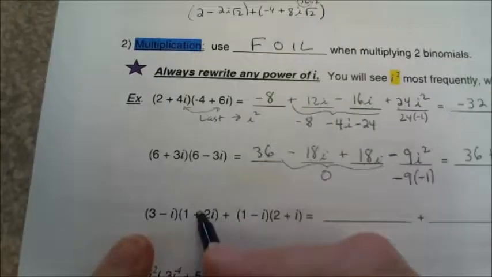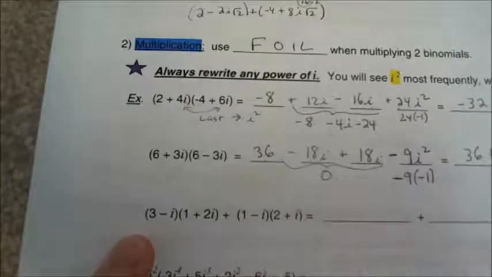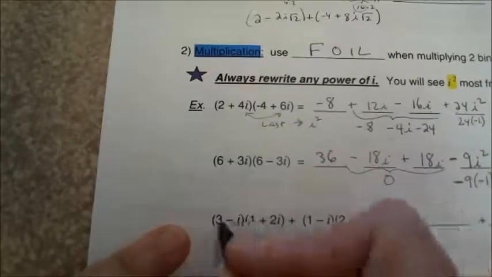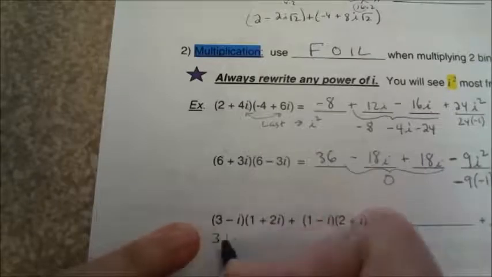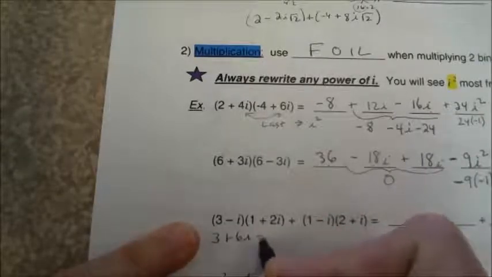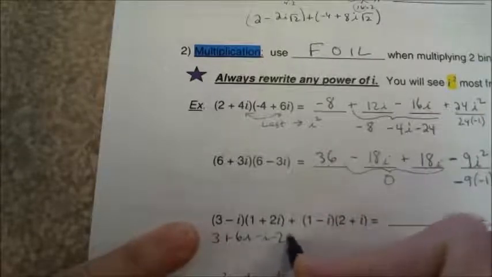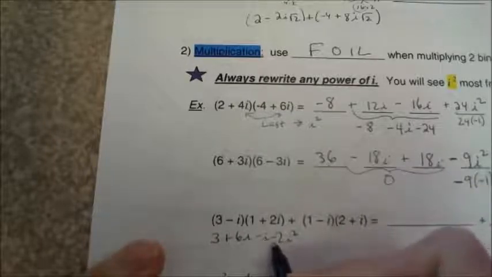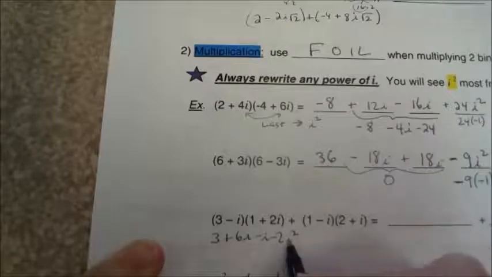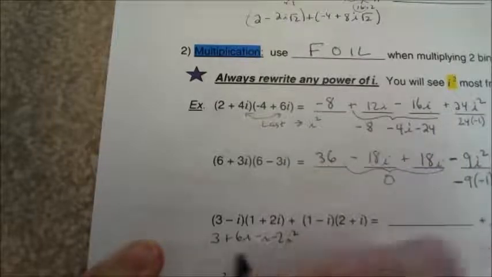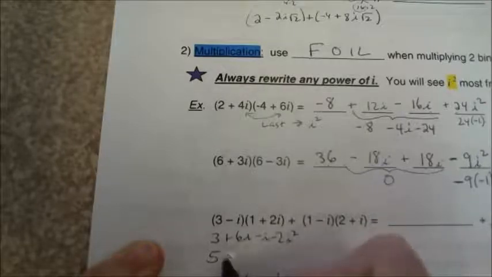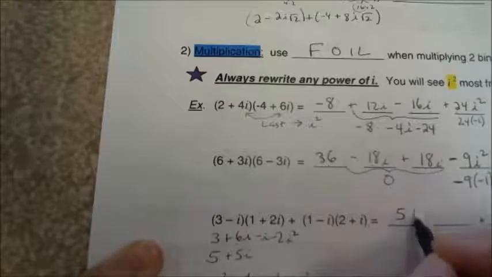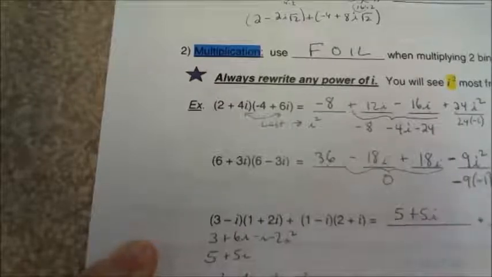On this one, we have to FOIL, and then combine like terms. So let's FOIL the first. 3 times 1 is 3, plus 6i, minus 2i squared. I squared is negative 1. Negative 2 times negative 1 is positive 2, so 3 plus 2 is 5. 6i minus i is 5i. So what you have in the first one is 5 plus 5i.